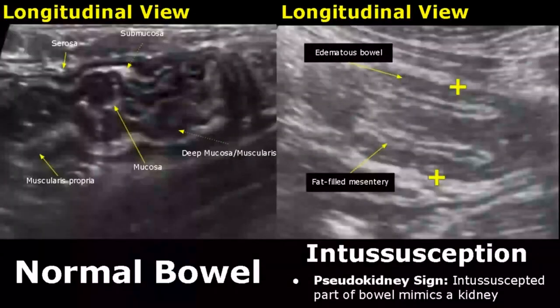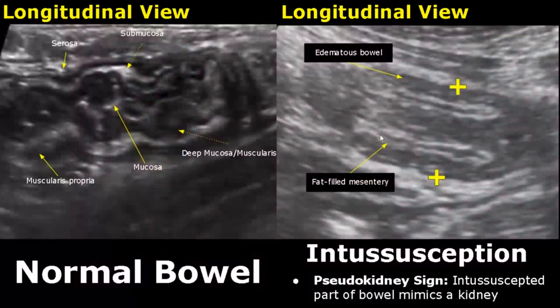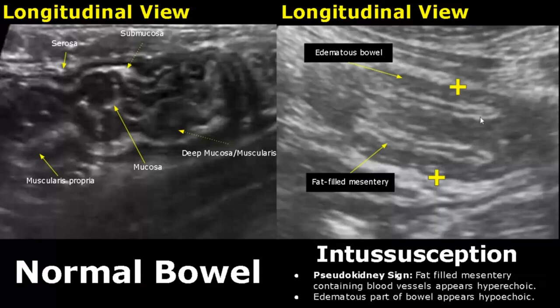A pseudo-kidney sign is another feature of intussusception. You will see that the intussuscepted part of the bowel will look like a kidney in the longitudinal view. These hyperechoic areas are fat-filled mesentery, and the outer hypoechoic layer is the edematous part of the bowel.